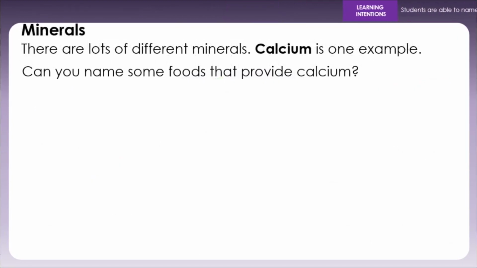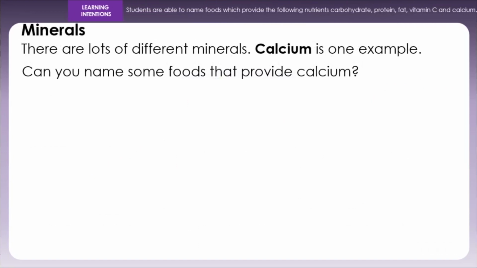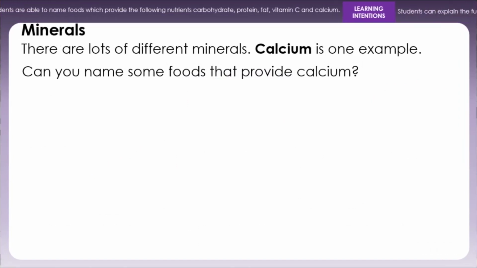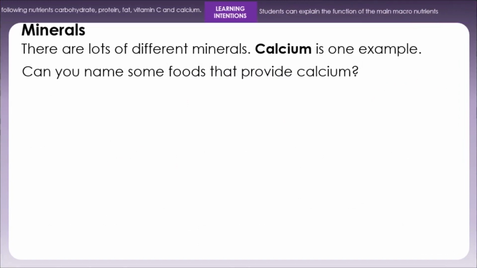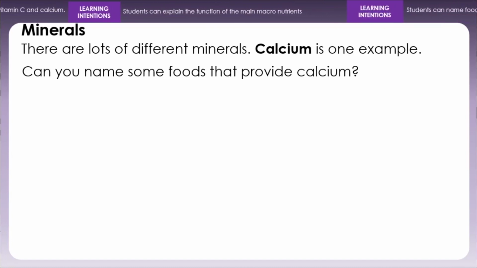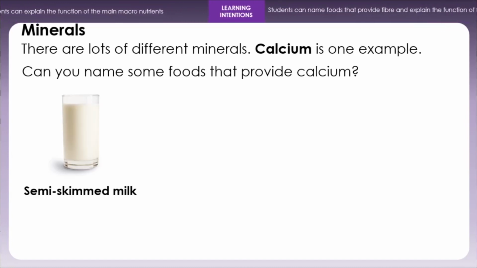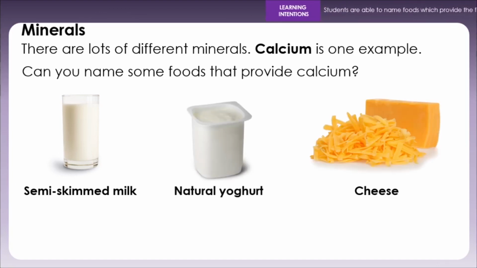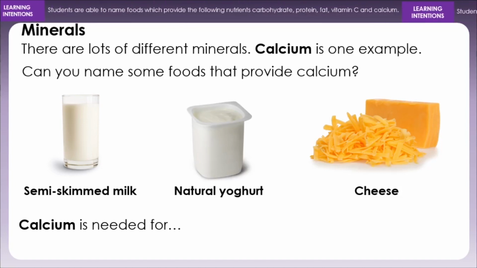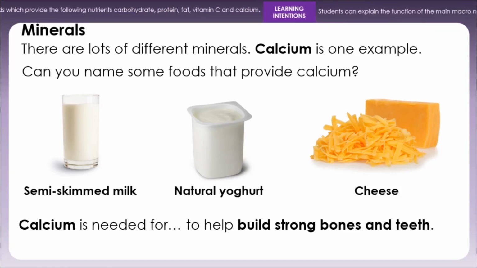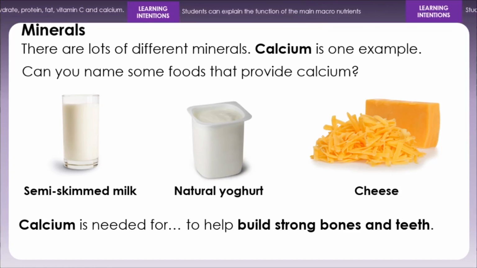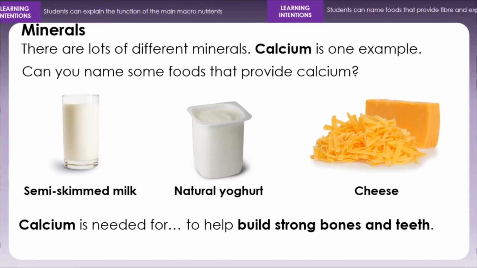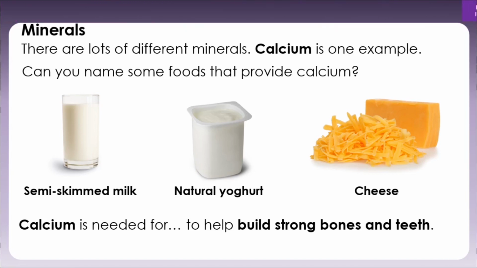Now there's lots of different minerals, and calcium's one example. I bet you can name some foods that provide calcium. Milk, of course it's in milk, and it's in natural yogurt, and it's in cheese. And what do we need calcium for? It's needed for general good health, helping to build strong bones and teeth. So it's needed for healthy bones and teeth.